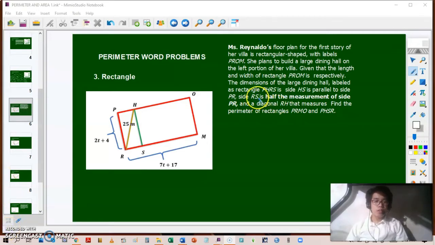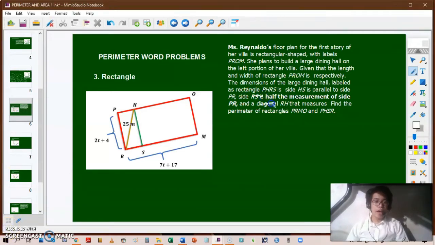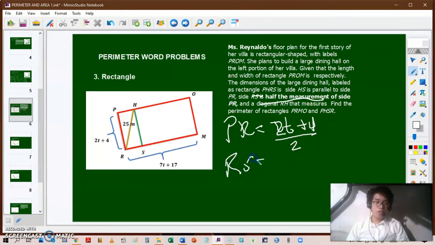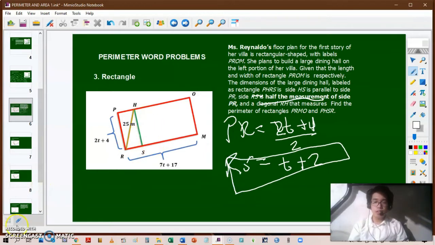Since it's given here that RS is half the measurement of side PR, and side PR is 2t plus 4, then we can divide that by 2. So we can divide 2t by 2 and 4 by 2. So side RS, since it's the half, actually measures t plus 2 units. And then we can now solve for the value of this side.